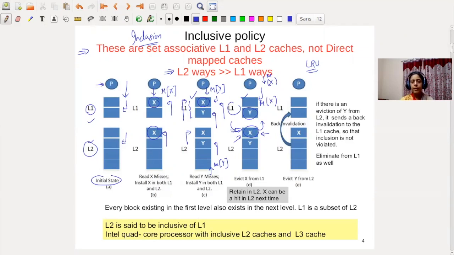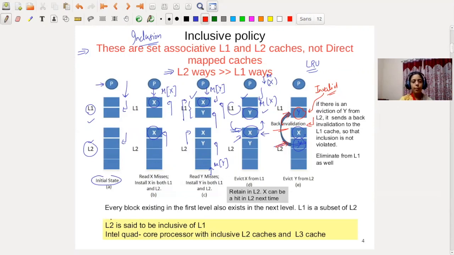The last principle in this policy is that whenever you evict data from L2, say, for example, that M of Y has to be evicted from L2, you cannot just evict it from L2 and retain it in L1, because following the policy of inclusion, whatever is present in L1 has to be also present in L2. So if you evict Y from L2, you also have to evict it from L1. This is what is called back invalidation. What you do is make that block invalid in L1. The moment you make it invalid, it's as good as not present. So rather than evicting it, you just make it invalid, and that is why it is called back invalidation.